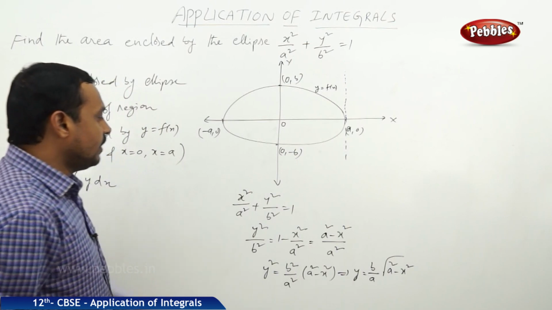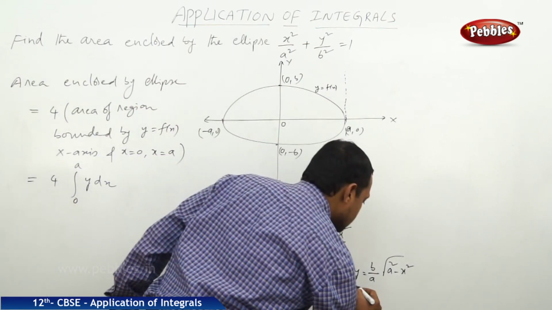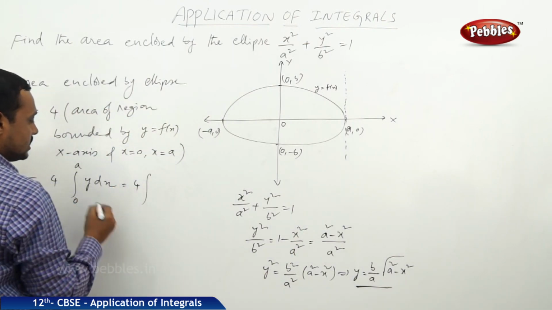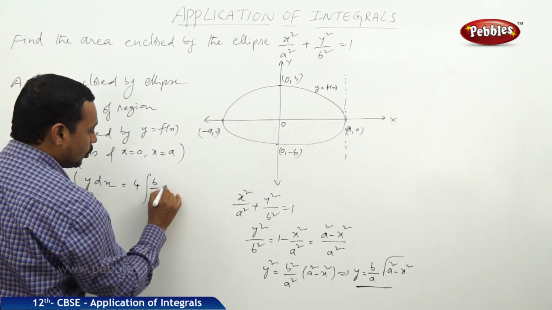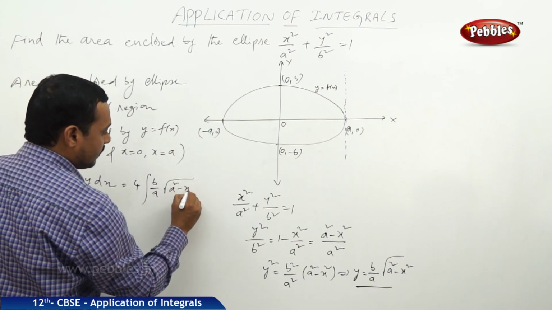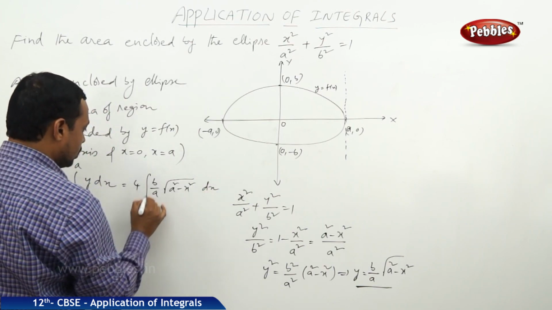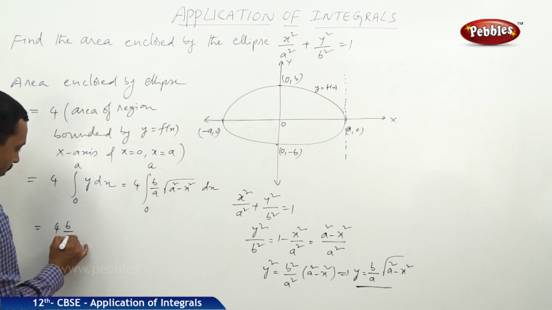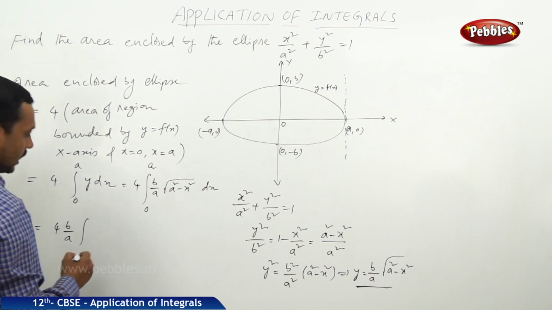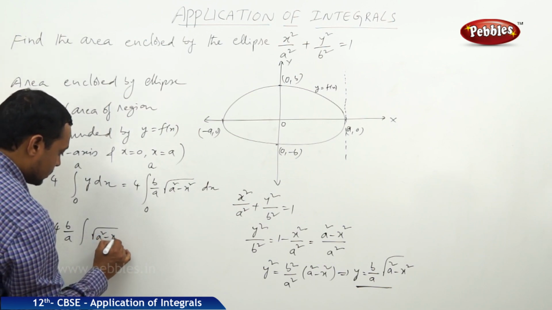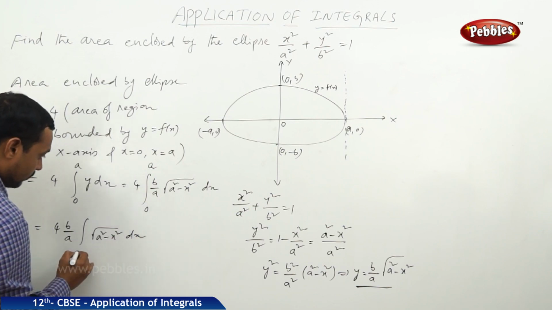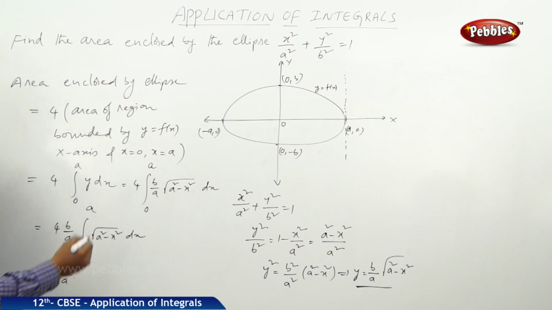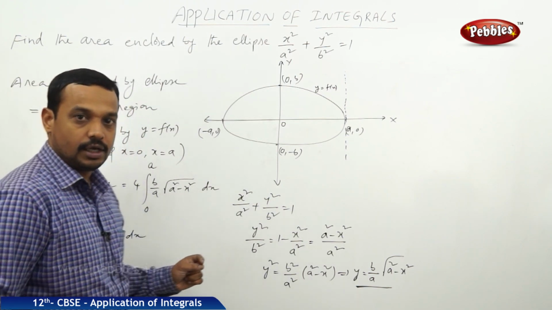Now, the given equation is converted into y = f(x) form. So consider the function here, y = (b/a)√(a² − x²) dx, between 0 to a. Now 4 into, b/a is some constant. So 4 into b/a, integral of √(a² − x²) dx between 0 to a. And 4b/a, again it is in the formula √(a² − x²) dx.